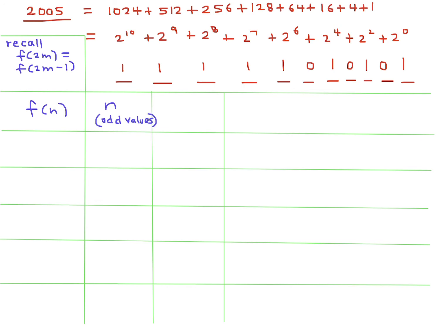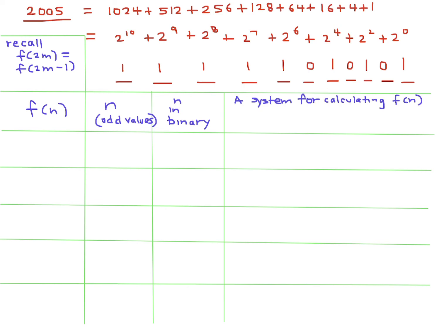And then in this column, I'm going to write n in binary, the binary system. And then here is the heart of the question. We are going to try to figure out a system for f at n when n is some odd number.